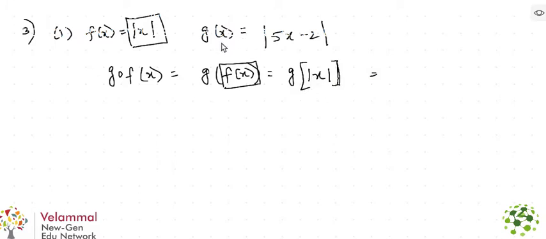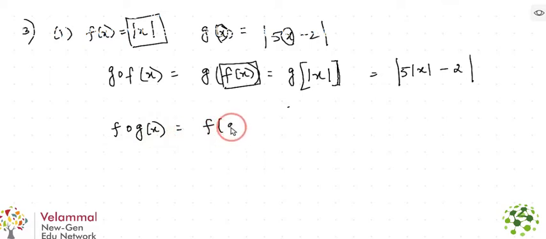What is g of x? If x is there, it is modulus of 5 times x minus 2. Now modulus of x is there. So 5 times modulus of x minus 2 inside the modulus. Okay. That is g composition f of x. Now let us do f composition g of x. What is f composition g of x? It is f of g of x.